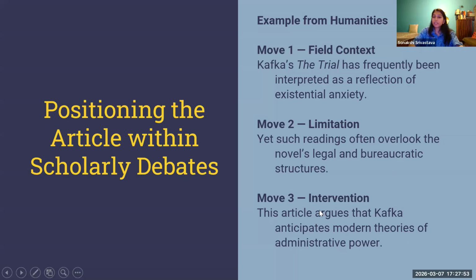Now, again, pay attention to how confident this is. The tone is extremely confident. It doesn't say that this article will attempt to argue. No. It says this article argues that Kafka anticipates modern theories of administrative power.